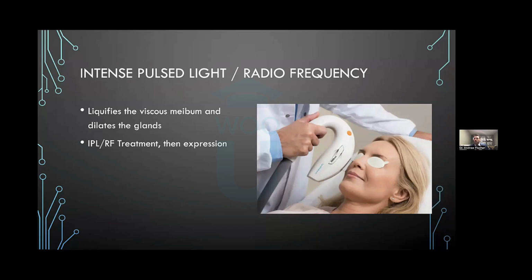So outside of that, the hot topic in MGD and dry eye in general right now is intense pulse light and radio frequency. And specifically for MGD, what this does is it can help liquefy the viscous meibum. It dilates the glands. It helps with inflammation from rosacea that congests the glands. Radio frequency is a heating procedure, and then most of the time this is followed by expression. It usually comes in a combination of 4 treatments, at least initially, and most of the time the manual expression is done after the second or third or fourth treatment, but can be done on every single one as well.